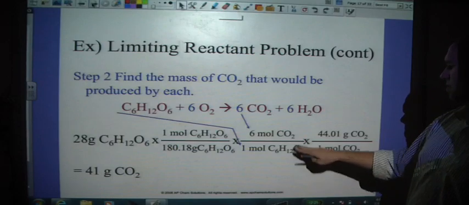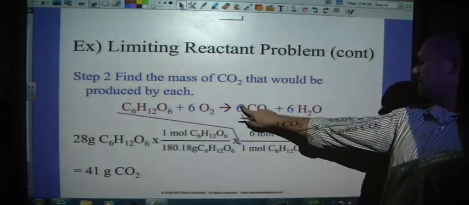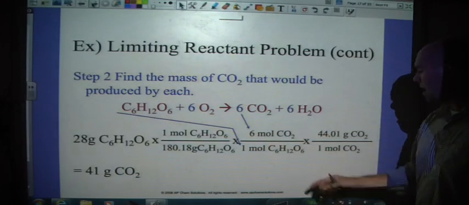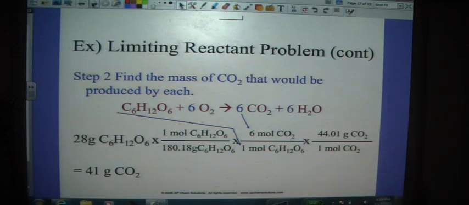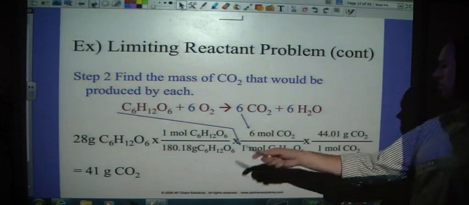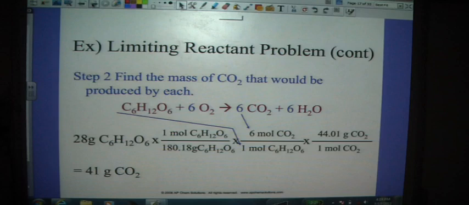We look in the equation now, we want to go to carbon dioxide. So for every 1 mole of this, I need 6 moles of carbon dioxide. And then I bring it over here, get back into grams, and I go 1 mole of carbon dioxide for every 44.01 grams of carbon dioxide. Multiply it through and you get 41 grams of carbon dioxide. Okay? So that's how much we found for that.